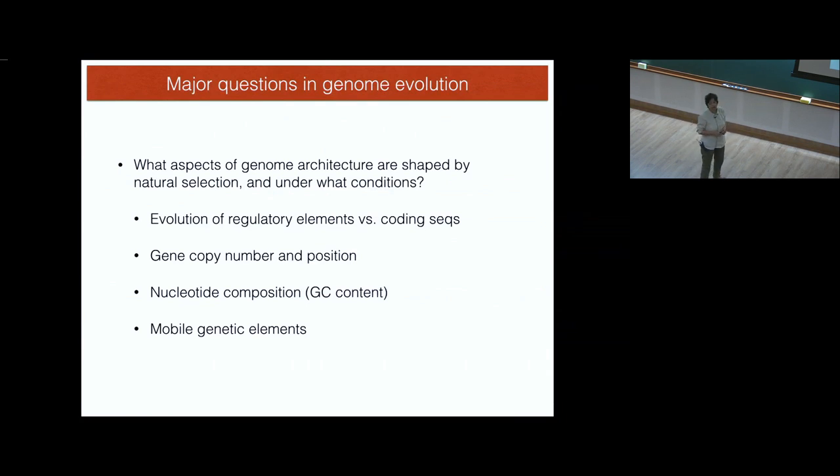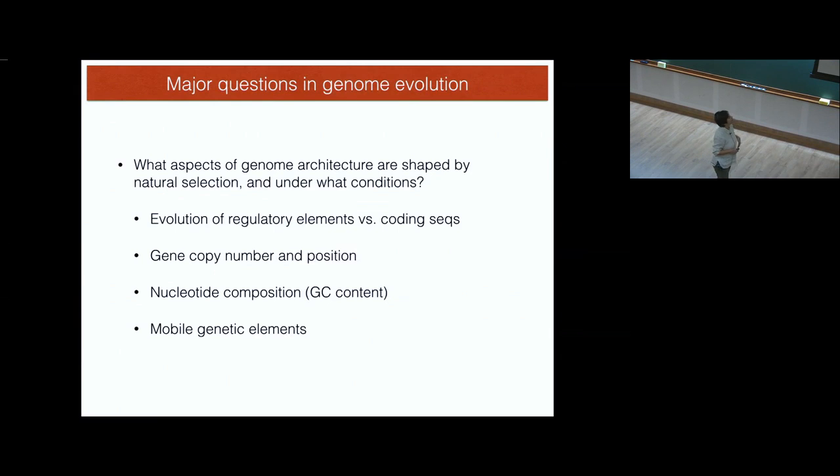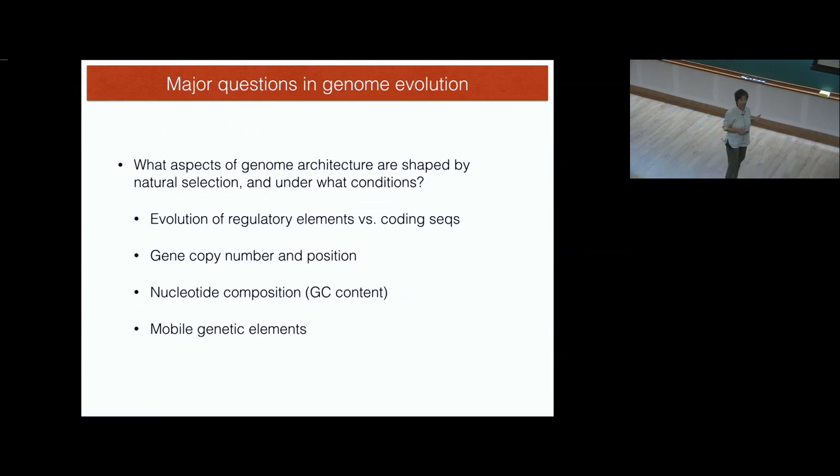People are asking questions about nucleotide composition, like GC content. Is this under selection? If so, what is the selection strength acting on it? What does it depend on? How does it vary across prokaryotes, eukaryotes, and so on?